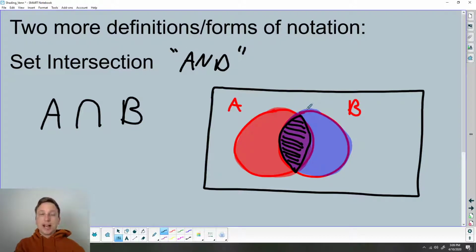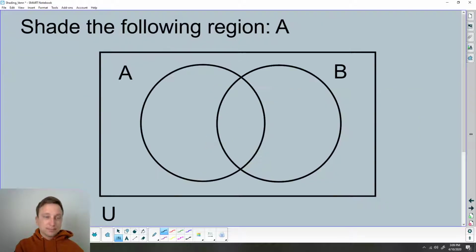So where we're headed now is we're going to do two things. The first thing we're going to do is shade regions of Venn diagrams. And there's a structure, there's a process we can follow in this. Eventually you'll get to a point where it just kind of clicks and you look at it and you're like, oh yeah, you work through it mentally and you can get there. But for now, we'll slowly build on it.